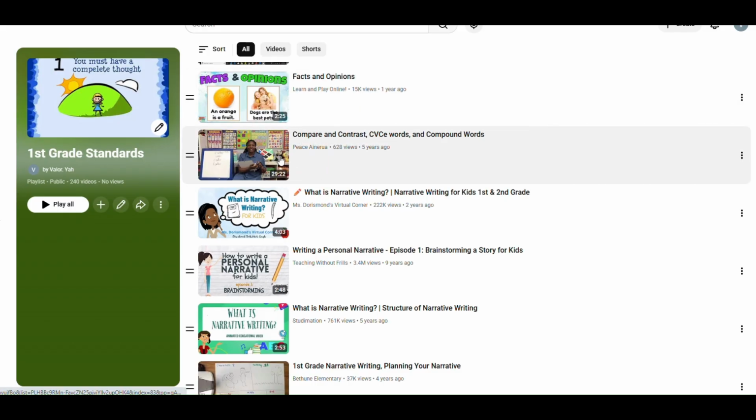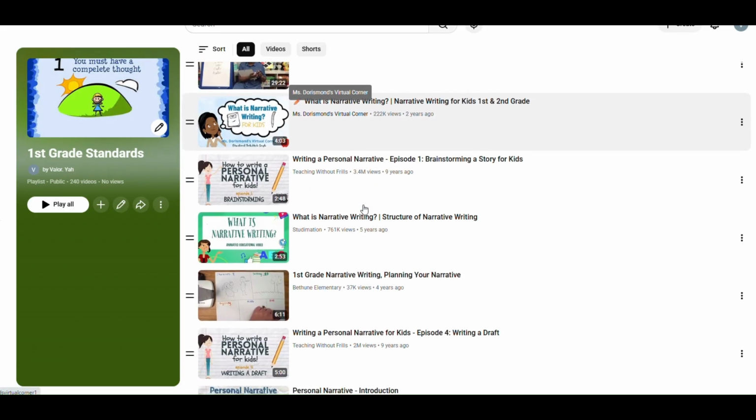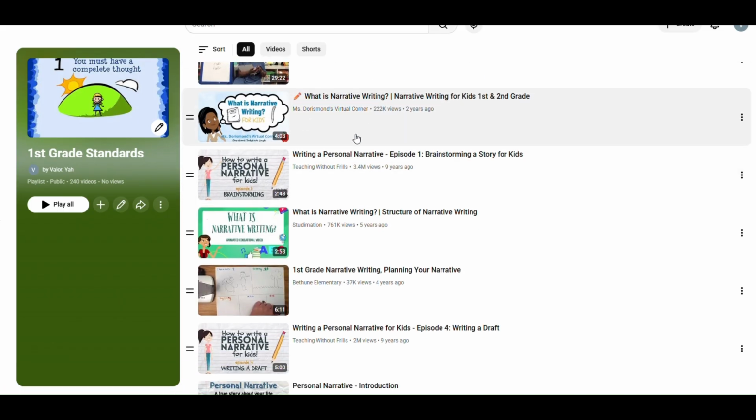Again, Mrs. Peace, I like the representation. Compares and contrasts, sight words and compound words. So kind of everything that was just reviewed in a longer format. Here is the narrative writing piece, and it'll break it down in terms of more personal narrative writing, where you're telling a story about yourself and what actually happened.